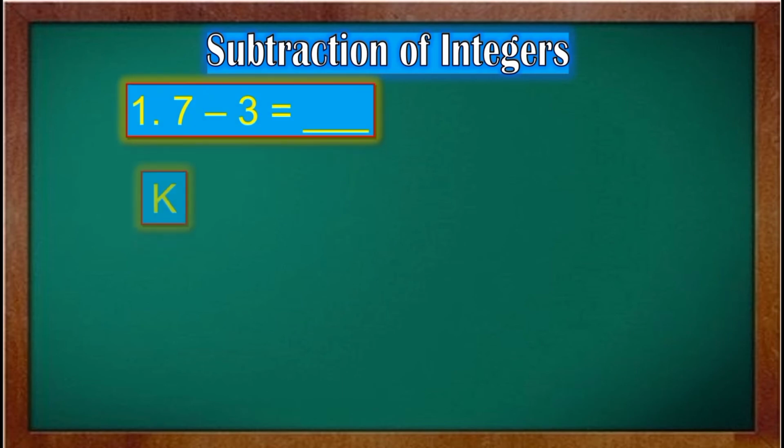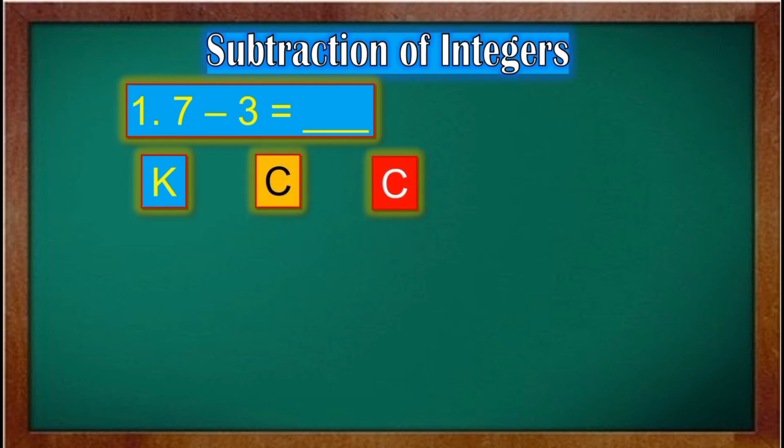Follow the rule, which is KCC. K for keep the first integer. We need to keep positive 7. Then next is C for change. Change subtraction into addition.